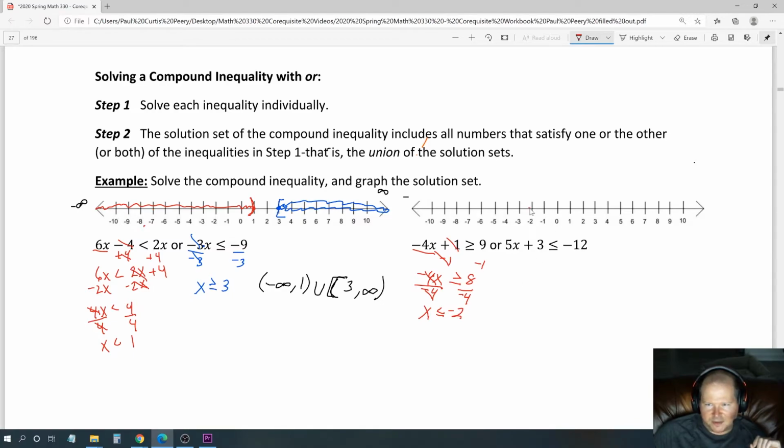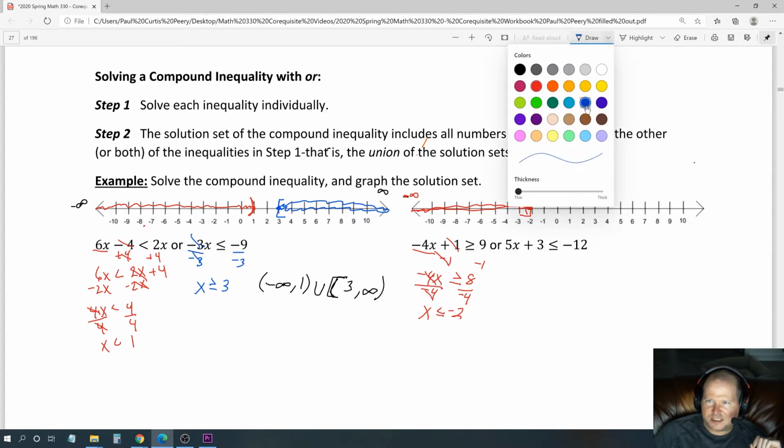We plot the negative 2 over here. And then from there, because x is less than or equal to negative 2, the equal part's going to make this a bracket, and then we're going to shade in everything to the left. And we understand that over to the left we have a negative infinity. Okay. So we finished graphing the first one.